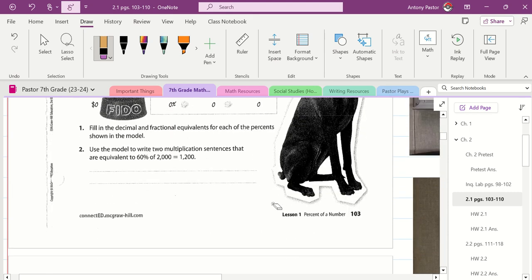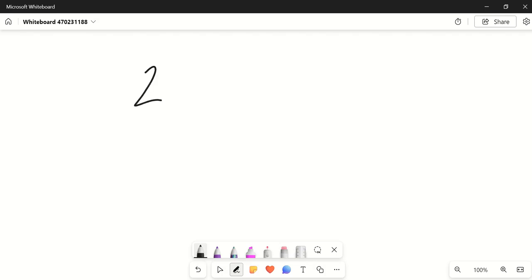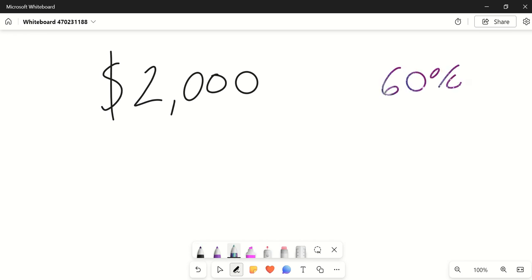Moving on. Use the model to write two multiplication sentences that are equivalent to 60% of 2,000 is 1,200. So remember, their goal was to raise $2,000. They only raised 60% of that total. What I can do to find what 60% is of 2,000 is two things. I can convert this to a decimal and make this 0.60, or just 0.6 because the last 0 will fade away, and multiply that by 2,000.